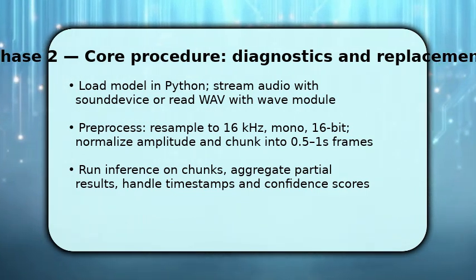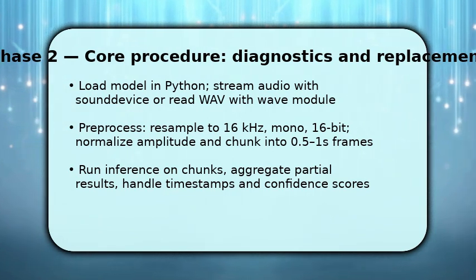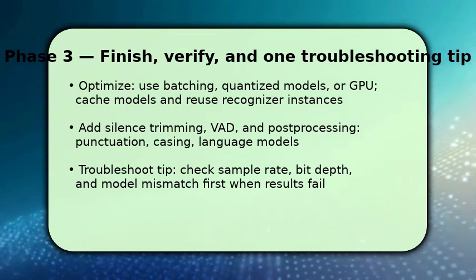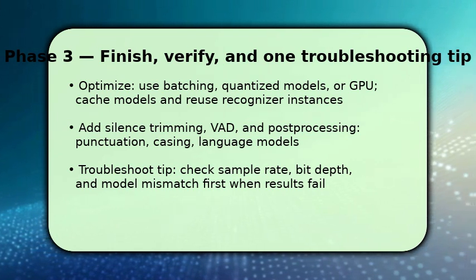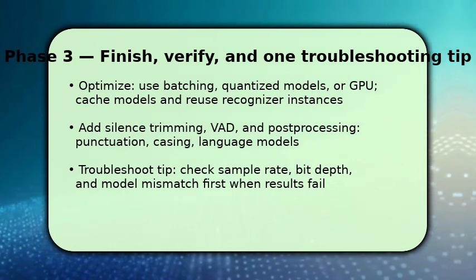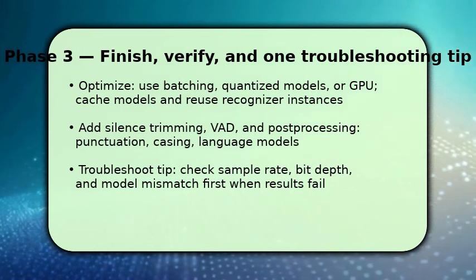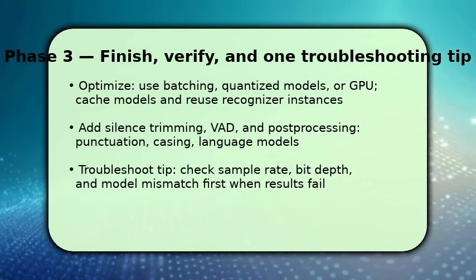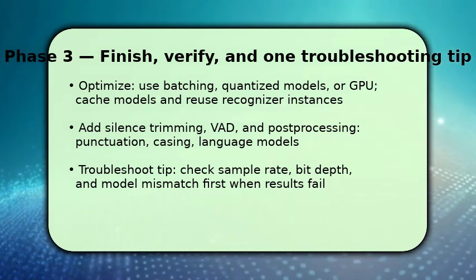This structure lets you balance throughput and accuracy, while you finish by integrating post-processing and performance tweaks. Apply voice activity detection to skip silence, add punctuation with a lightweight language model, and reuse recognizer instances to avoid reload overhead. If you need speed, switch to quantized models or GPU inference. Once deployed, log audio metadata and transcription confidence so you can iterate on model choice.